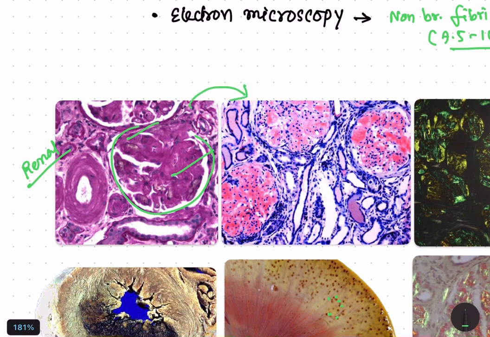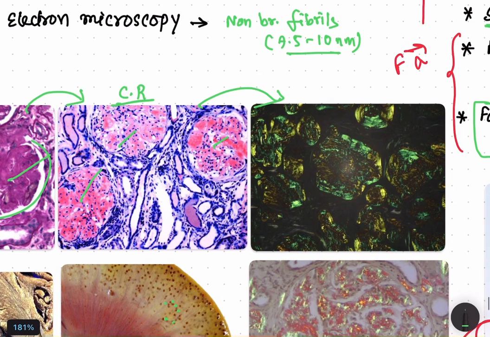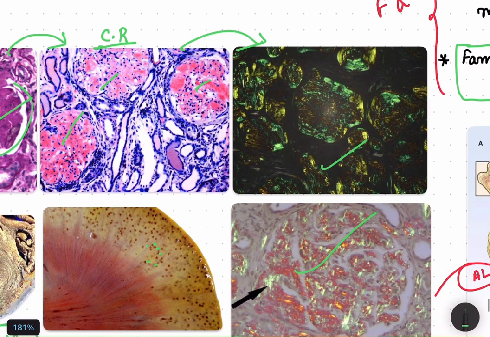Then I put Congo red. Once I put the Congo red stain, you will see under the light microscope a salmon pink appearance. Now, if you see that under polarized microscopy, because of the cross beta pleated sheet appearance, this is what you see: apple green birefringence. Very clearly you can appreciate this, and that is because of the cross beta pleated sheet appearance.